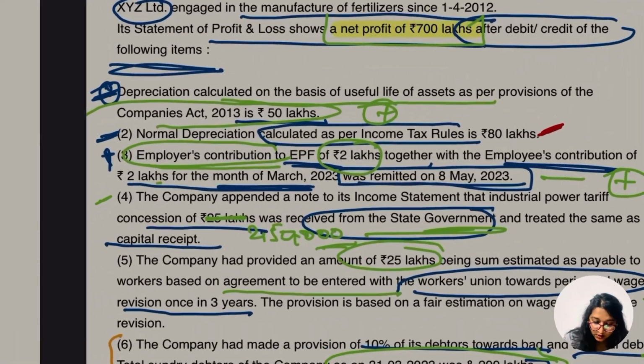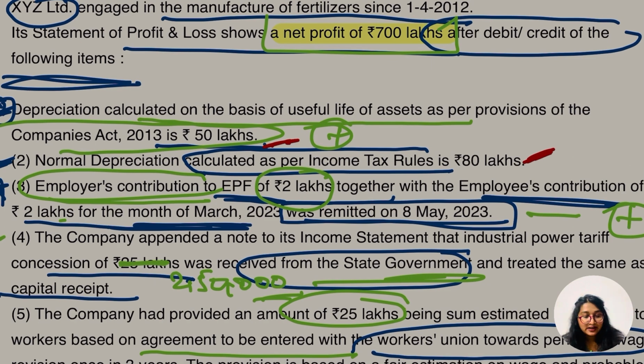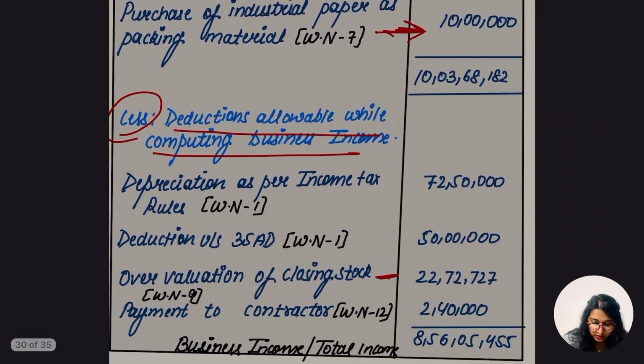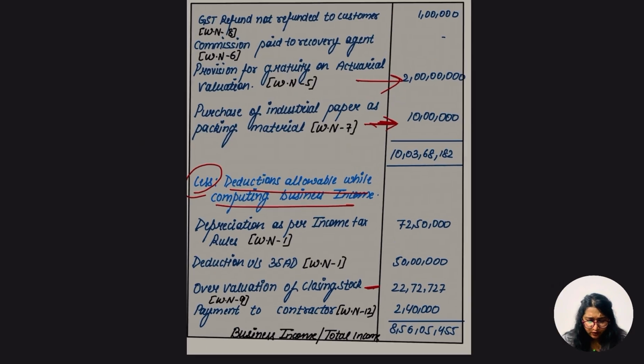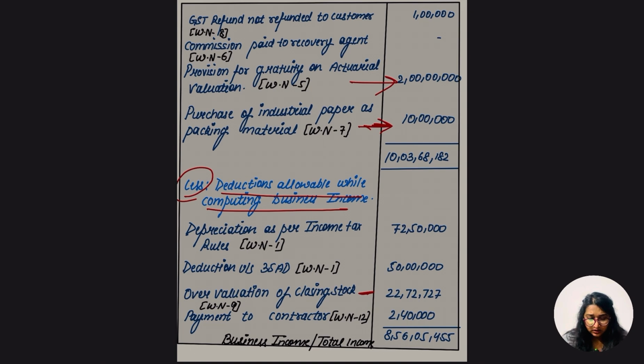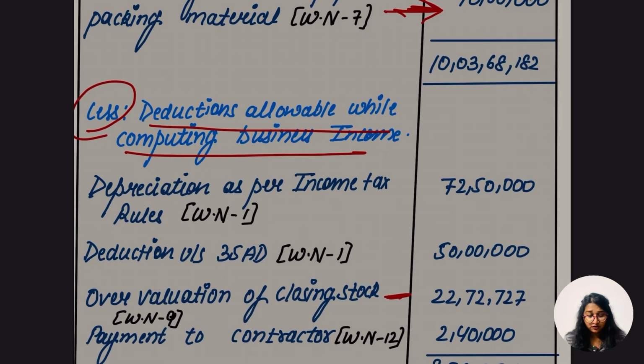Yes, so as I told you, this part was allowed under 35AD, right, and normal depreciation calculated as per income tax rule is to be deducted, but there would be some adjustment done. So we have to check what that adjustment is going to be in this case, okay. So yes, we are going to deduct now. Now only a few items remain which are to be added in the adjustment. Now we are going for the majority, the less part, which is to be deducted, which is allowable while computing the business income. So yes, depreciation as per income tax rule is to be deducted, but as I told you, there is some other adjustment.